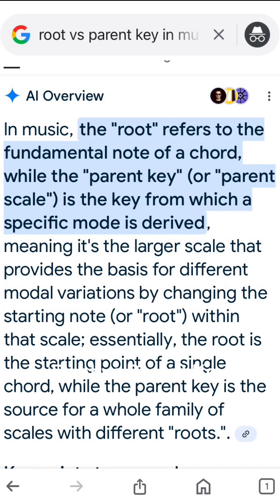In music, the root refers to the fundamental note of the chord, while the parent key or parent scale is the key from which a specific mode is derived. And later it says the root is the starting point of a single chord, while the parent key is the source for the whole family of scales. Good, so that's what I thought it meant, and if anybody wants to define it a different way, you're welcome to. But when I talk about root versus parent key or parent scale, that's what I mean.